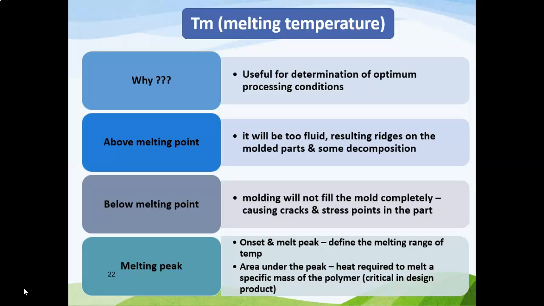Okay, the second application of DSC, we can estimate the melting temperature. Okay, why do we need to estimate the melting temperature? It is useful for determination of optimum processing condition, whereby above the melting point it will be too fluid, resulting in flash on the molded part and some decomposition. And when below the melting point, the molding will not fill the mold completely. It will cause cracks and stress points in the part.